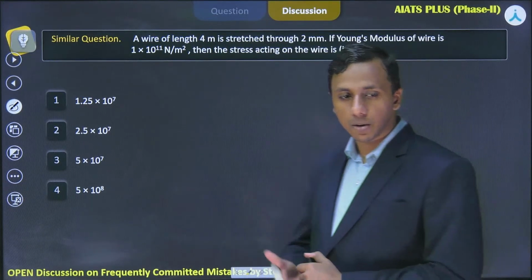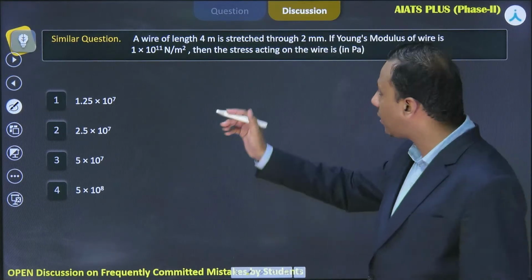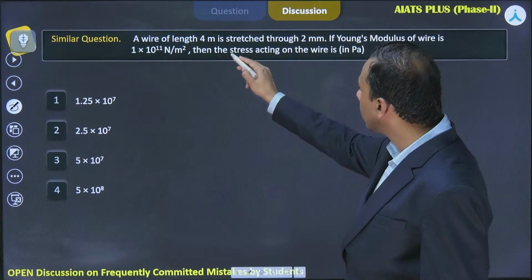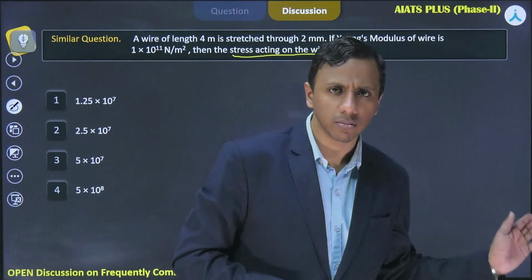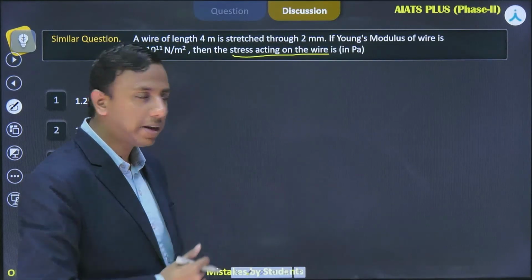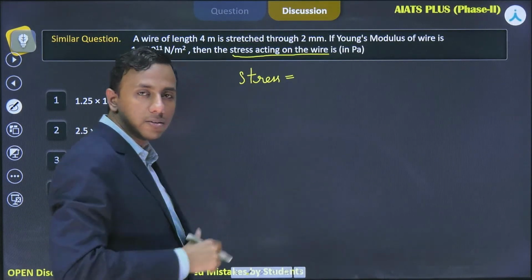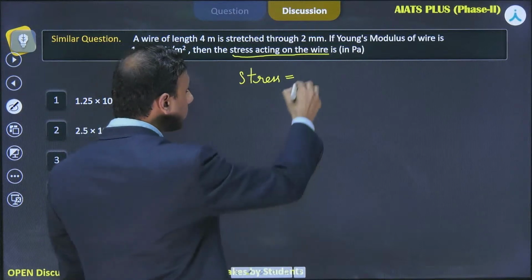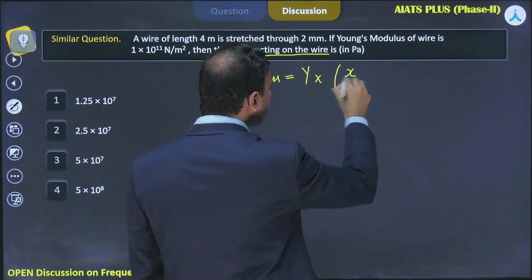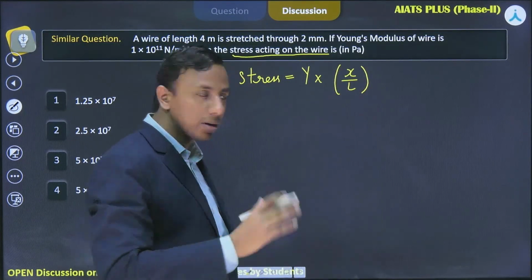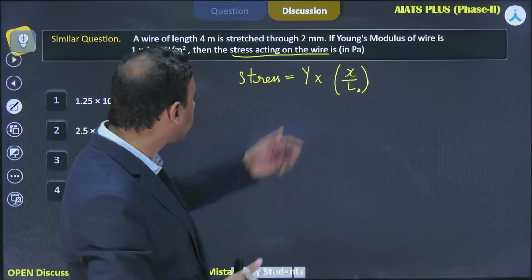Let's do a similar question, just like that one. The values and everything are the same, but here they are asking something else. Read the question. What are they saying? The stress acting on the wire. The stress acting on the wire, we found out just earlier, isn't it? Stress is equal to strain into Young's modulus. So Young's modulus into strain, isn't it? Strain was X upon L, or delta L upon L, or X upon L naught, the variables that I had used.